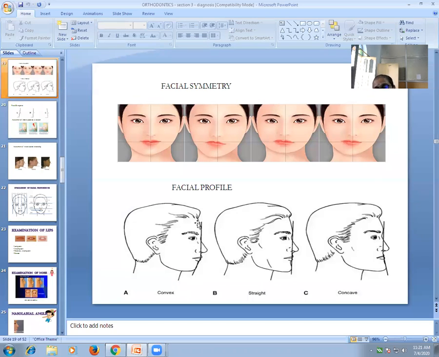When the patient shows the convex profile, what is a convex profile? When you draw a line from the forehead to subnasale, that is to point A, then from point A to the chin, if this line shows a convex appearance, it is because of a protruded mandible or protruded maxilla. The patient has a skeletal class 2 profile. Class 2 is a convex profile.